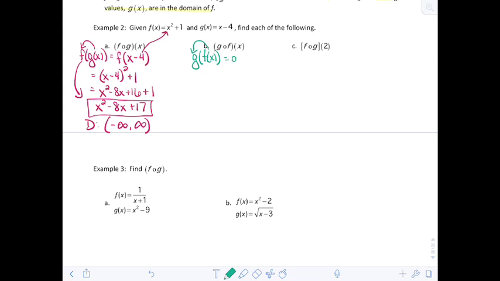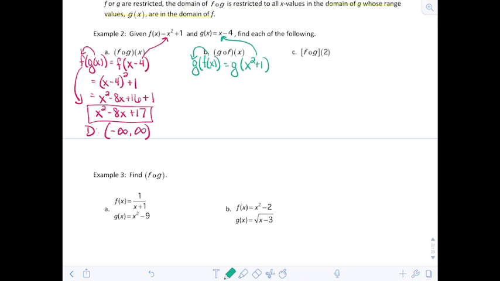So f of x is the function x squared plus 1. As I look at g, everywhere I see an x, I'm going to put in x squared plus 1. So if it's x minus 4, it's now going to be x squared plus 1 minus 4, and easily simplified, I get x squared minus 3. So that's the composition the other way. Once again, there are no restrictions on this domain, so my domain will just be from negative infinity to infinity.